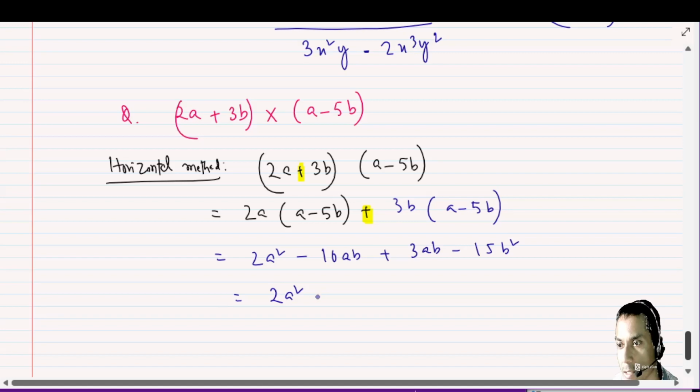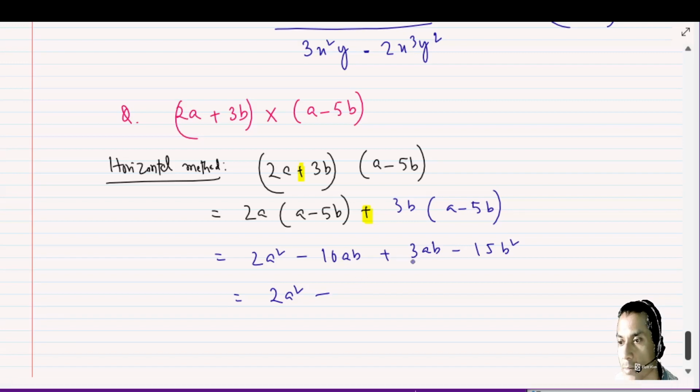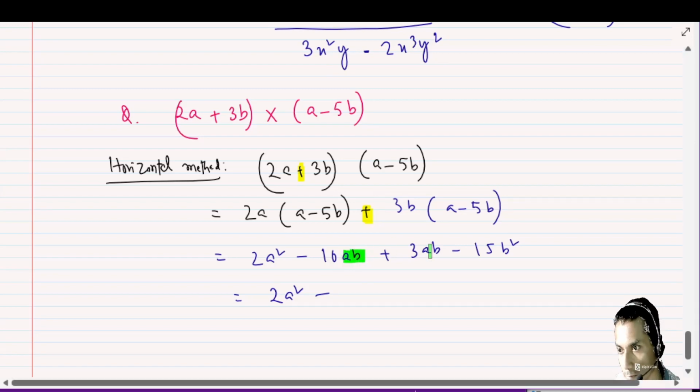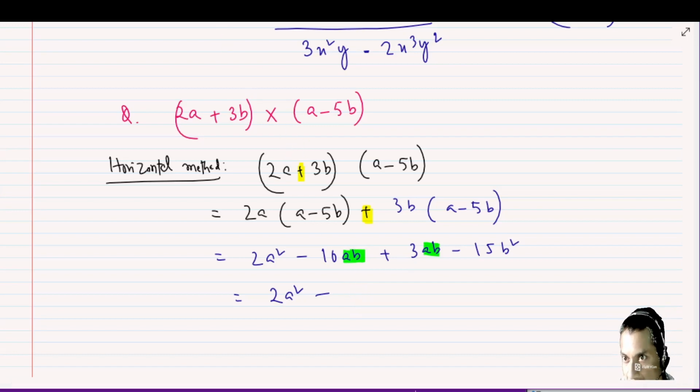The answer will be 2a square minus 10ab plus 3ab. Again these are like terms, so we can do addition and subtraction also. So it will be minus 10 plus 3, how much? It is minus 7ab minus 15b square.